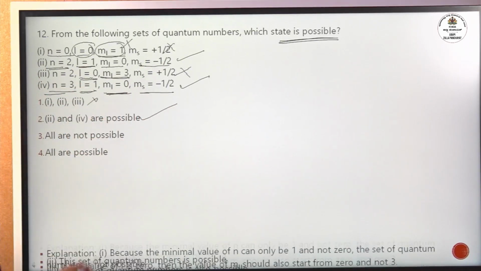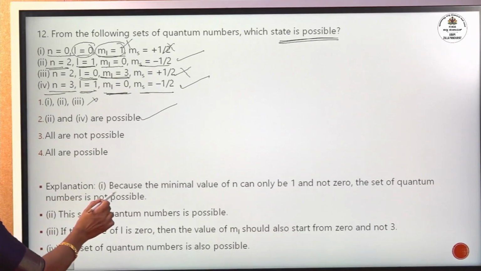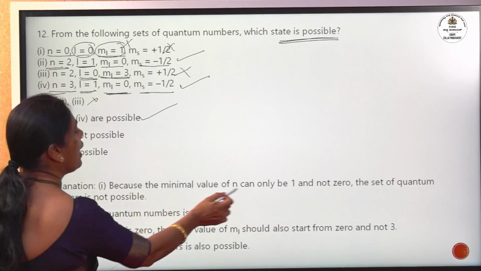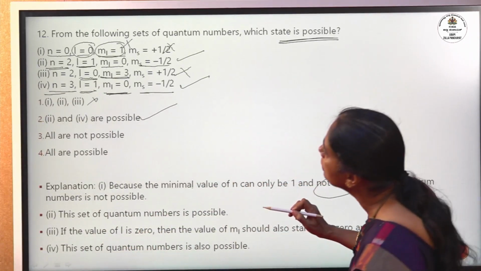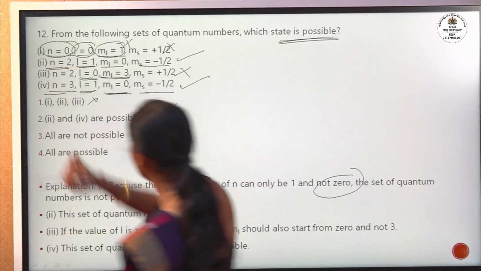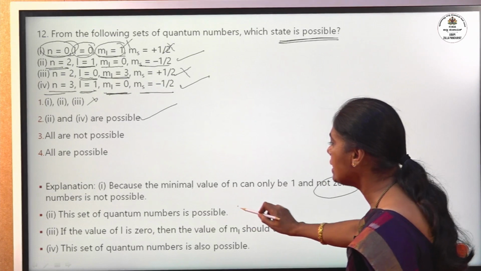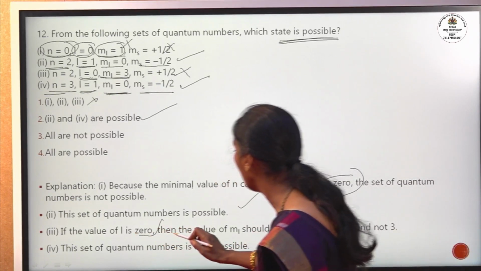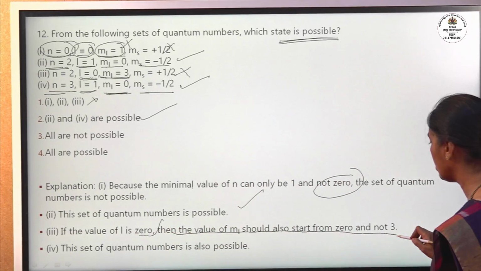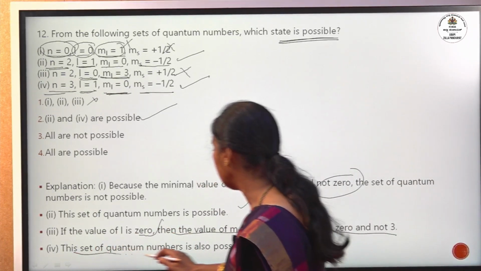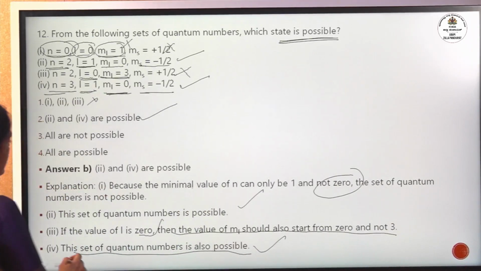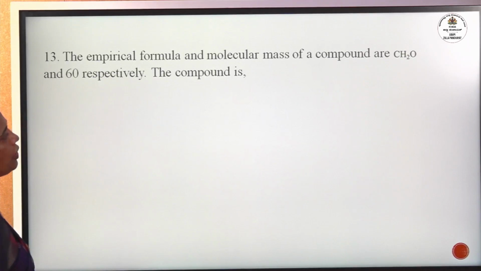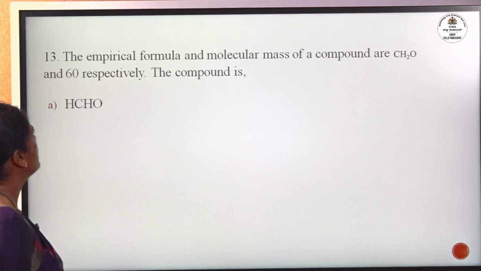Now the explanation is here. Because of the minimal value of N, it can only be 1 and not 0. Here also N cannot be 0. And this is possible. The value of L is 0, then the value of M should start from 0 only, not 3, and this set of quantum numbers is also possible. So answer is B, 2 and 4 are possible. So we'll move on to the next question.